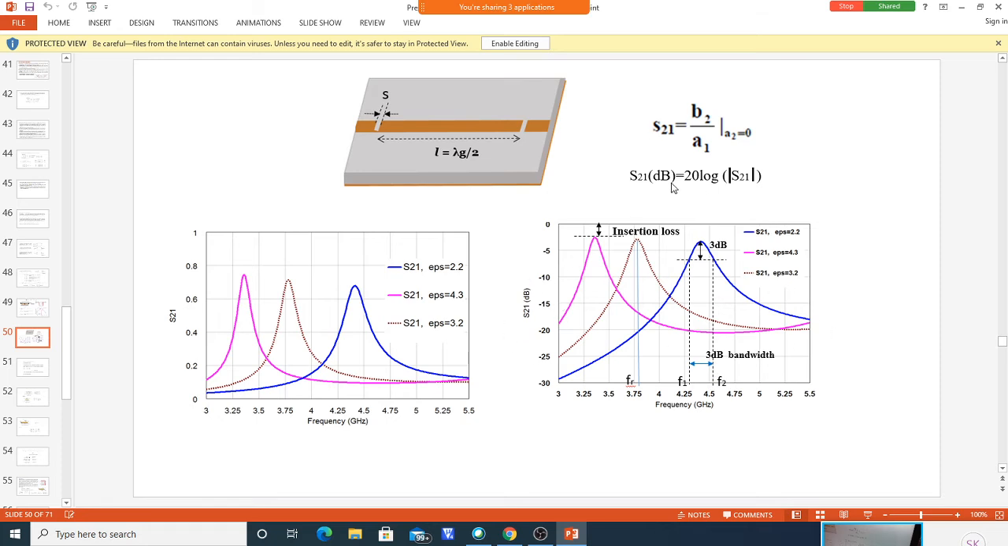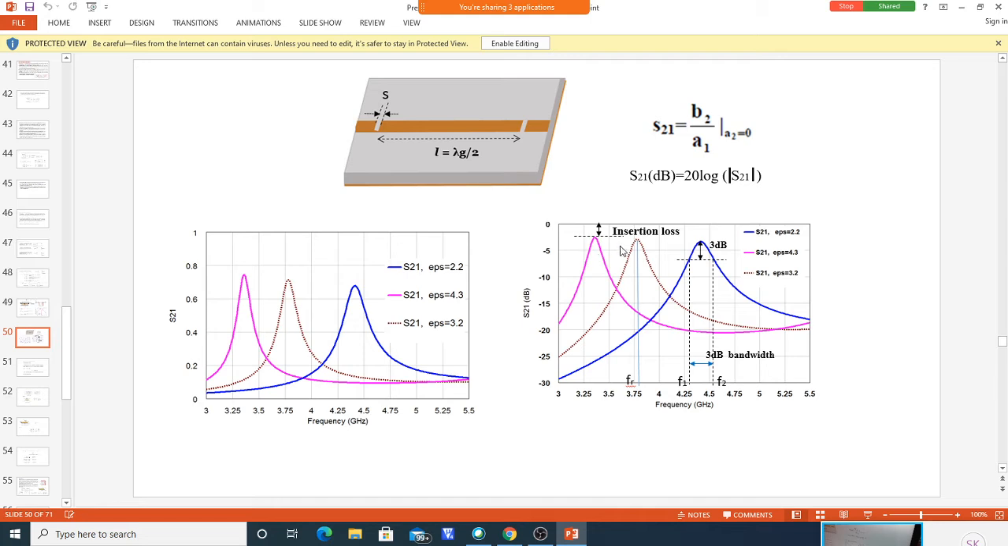So like this, this is the plot we observed. This is the power we are plotting, the output for different values of epsilon. You can also do this in the simulation tool. Change the value of epsilon r and you can see how it shifts to the lower frequency side. 2.2 will have it like this, 4.3 we got this, and 3.2 this one. So there is a shift in the resonant frequency as you change the permittivity. So this is about S21.